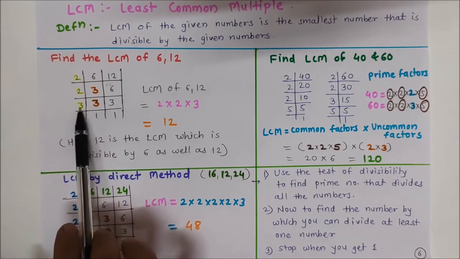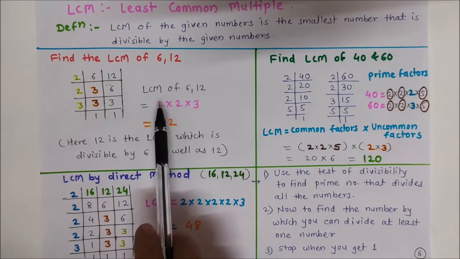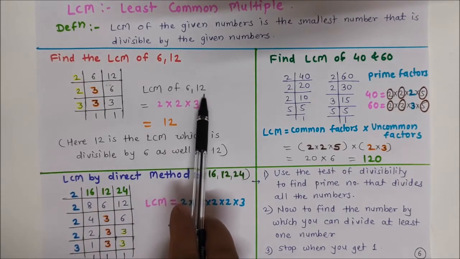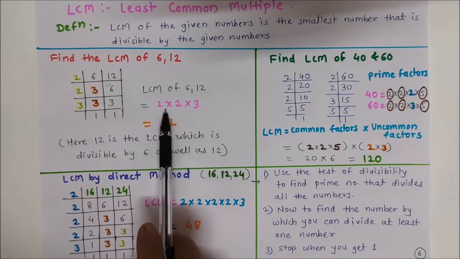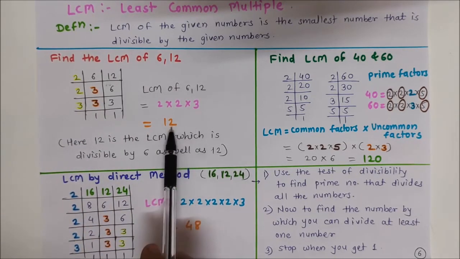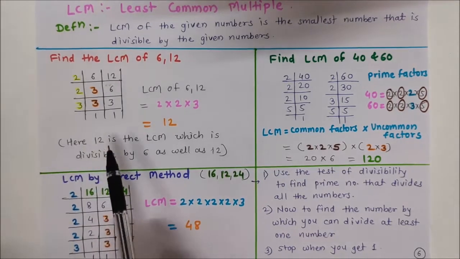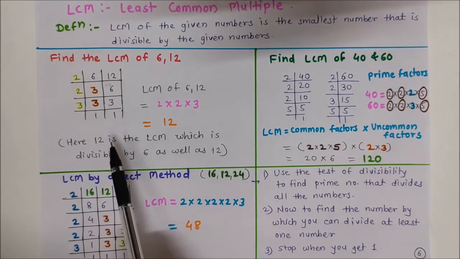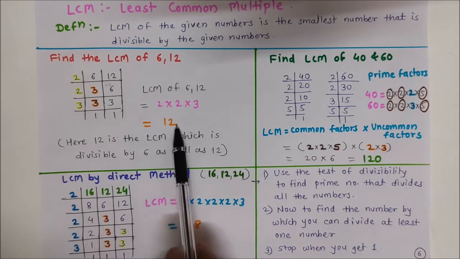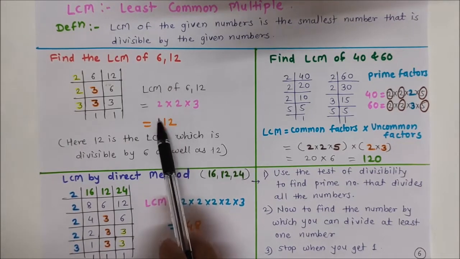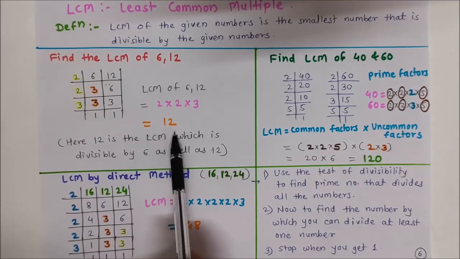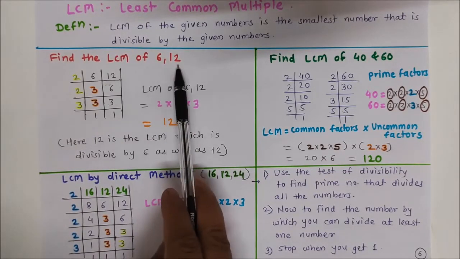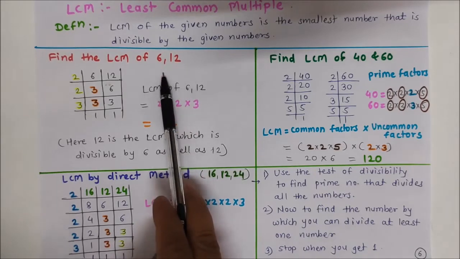3 1s are 3. 3 1s are 3. Now the LCM of 6 and 12 is 2 into 2 into 3. So 2 2s are 4, 4 3s are 12. Now we observe that 12 is the LCM, which is divisible by 6 as well as by 12. So every LCM is divisible by the given numbers.